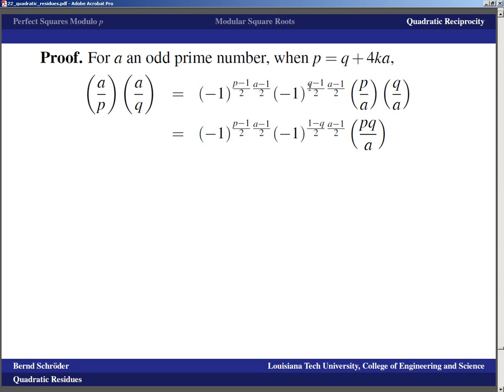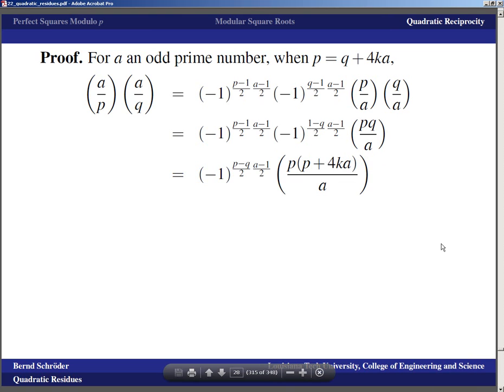and I realize that whether I raise negative 1 to q minus 1 or 1 minus q gives me the same thing. And now, of course, I combine again just as before. So (a minus 1) over 2 factors out of the exponents. (p minus 1) over 2 plus (1 minus q) over 2 gives us p minus q, and it should be (p minus q) over 2 here. And now it is (p minus q) over 2. So (p minus q) over 2, (a minus 1) over 2 here. I replace the q with p plus 4ka.